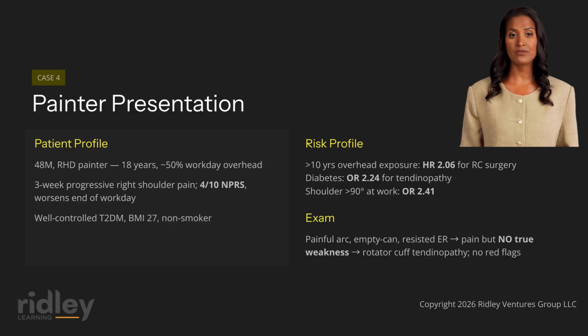The nurse performs a focused screening examination including the painful arc test, the empty can test, and resisted external rotation, finding pain but not true weakness, consistent with rotator cuff tendinopathy. No red flags are identified. The nurse enables prompt referral to physical therapy for evaluation and treatment, and initiates communication with the employer regarding temporary work modifications.